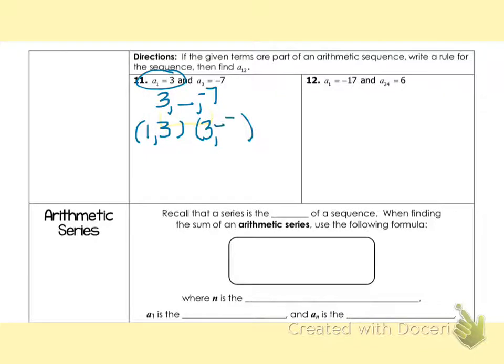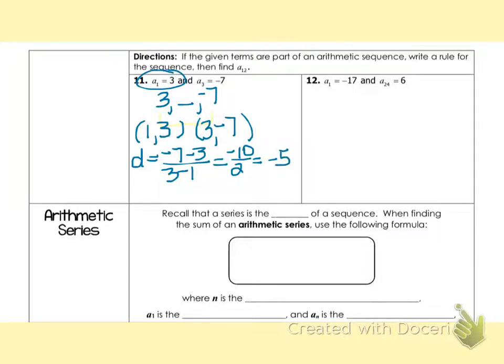And then I could simply calculate the d by using the slope formula. The change in the actual terms is negative 7 minus 3, and that happens over a stretch from the first term to the third term, so 3 minus 1. That would be negative 10 divided by 2, which is negative 5. So between terms, the change is negative 5; the d is negative 5.